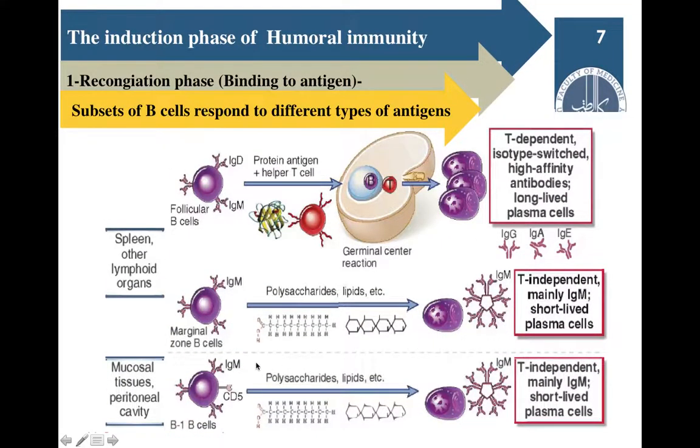The mucosal tissue and peritoneal cavity have the other subset, which is the B1 cell, and they express IgM and CD5 on their surface. They also recognize polysaccharides and lipids, and they mainly produce IgM. They also give T-independent responses, and the plasma cells are short-lived.